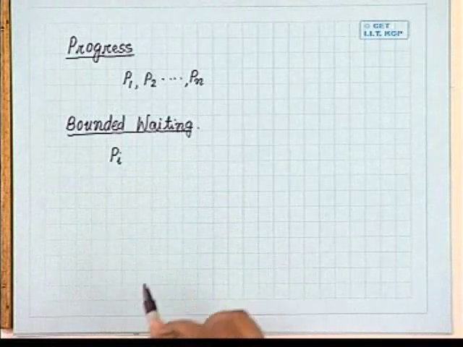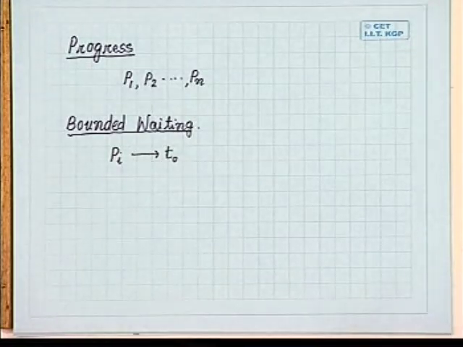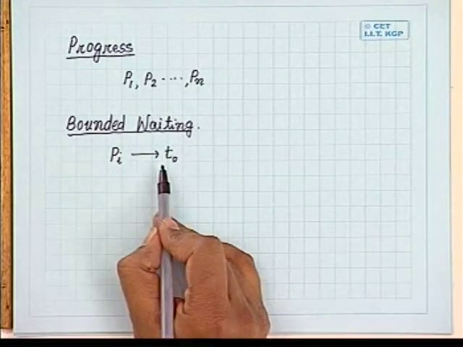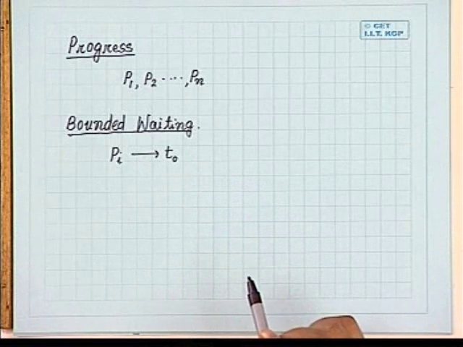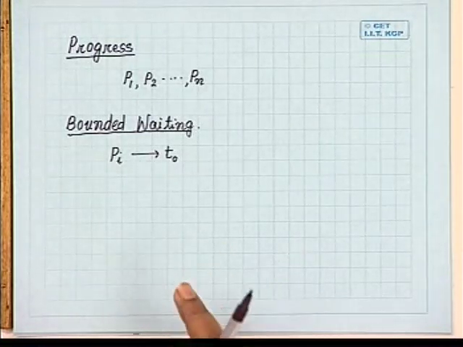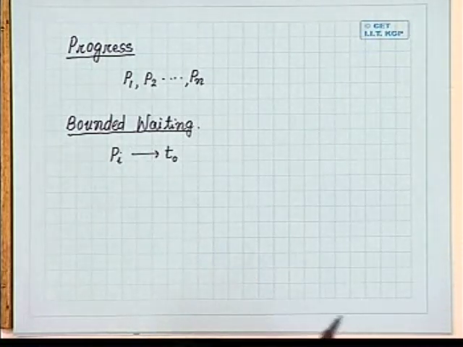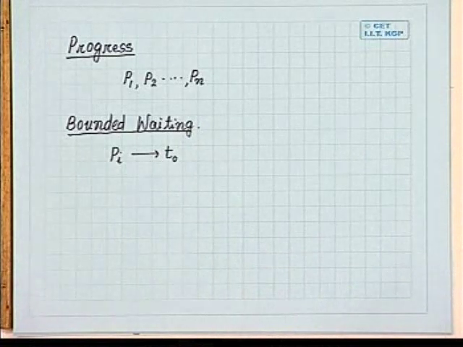So if a process Pi has put a request to enter the critical section at time say t naught, right? So at time t naught, Pi has just put a request that it wants to enter the critical section. It may not be able to enter the critical section immediately because there may be another process executing in the critical section. So after the process which is executing in the critical section comes out, then only Pi can be considered for possible entry into the critical section. But even then, I'm not sure whether Pi can enter or not, because there may be other processes waiting in the queue who also want to enter the critical section.